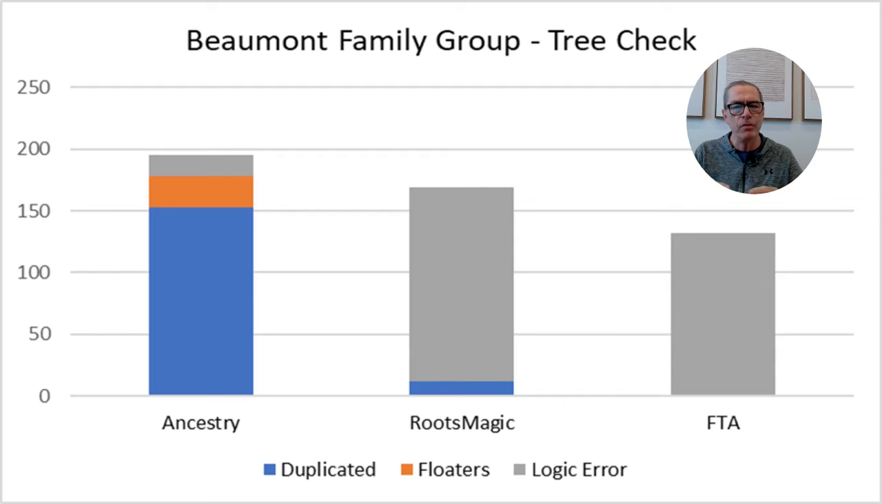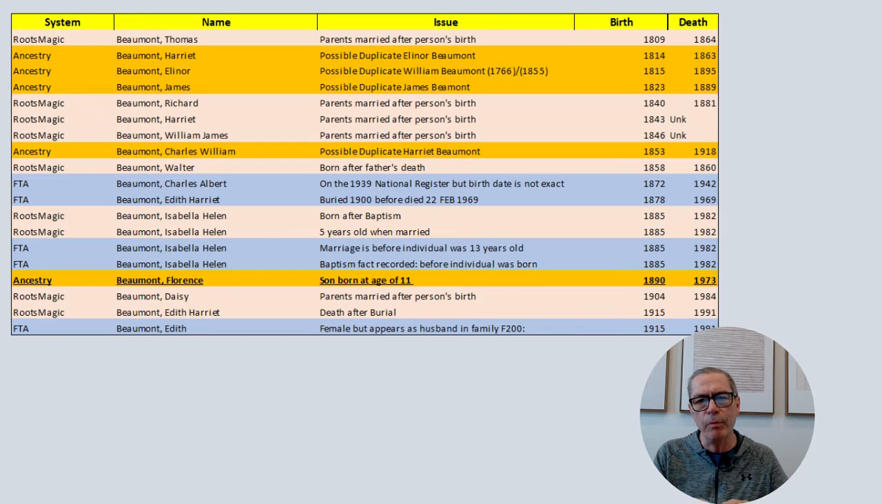And as a further substep, I took a small family group of Beaumonts and I looked at the kind of errors here within all three systems. As you can see, Ancestry only really found one error. But the interesting thing is all three of these tools found different errors. The one that was found by Ancestry wasn't found by Family Tree Analyzer, and it wasn't found by RootsMagic. And you can see there's very little overlap. So what do we take away from this?